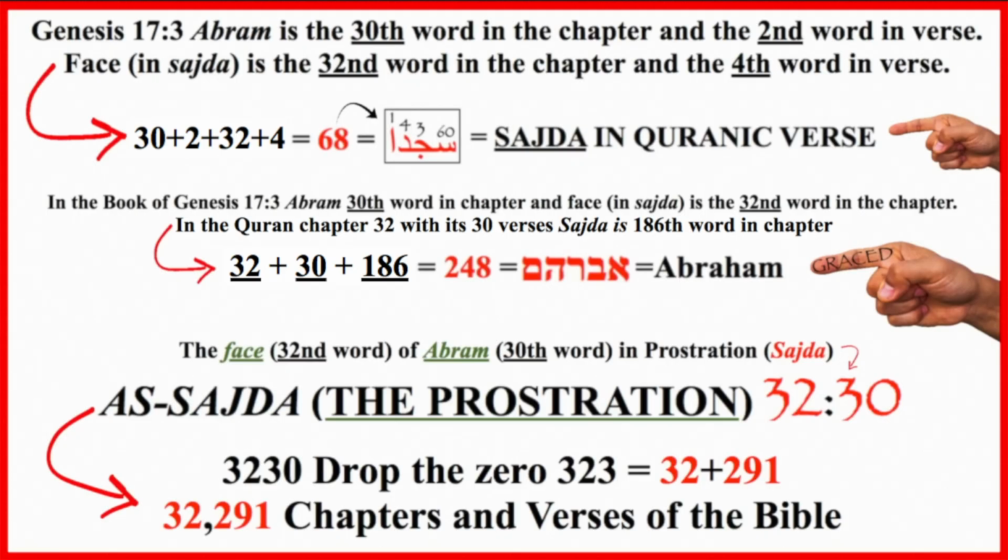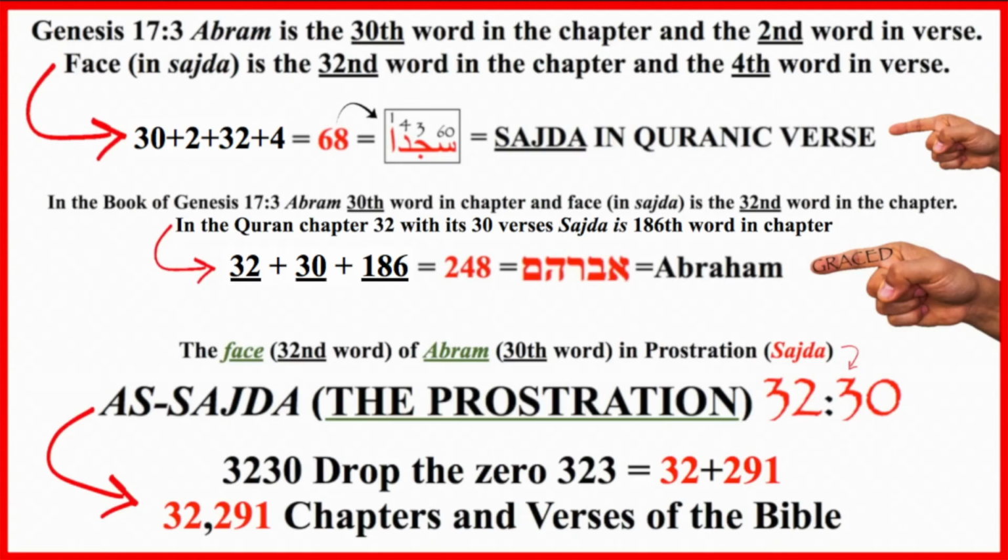Again, in the book of Genesis, chapter 17, verse 3, Abram is the 30th word in this chapter, and his face in Sajdah, prostration, is the 32nd word in this chapter. In the Qur'an, chapter 32, with its 30 verses, the word Sajdah, prostration, is the 186th word in the chapter of Sajdah, the prostration. If we add the numerics of this chapter 32 with its 30 verses with the 186th word, which is Sajdah, prostration, we get 248. 248 is the numerical value for the grace name of Abraham.